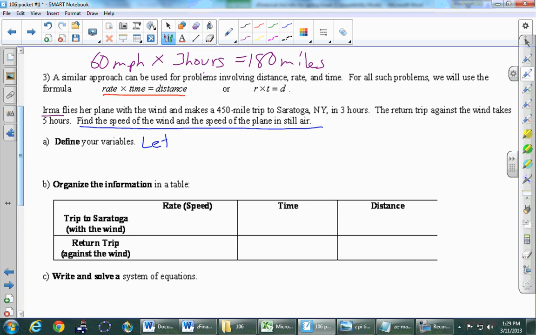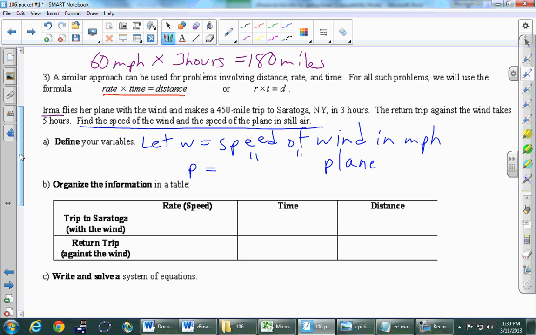So how about we let W equal the speed of the wind? And it seems like miles per hour is going to be the right unit here because we have miles and we have hours. And how about we use P for speed of the plane? I'm going to add this phrase at the end, in still air. If there were no wind, I want to know what the speed of the plane is.